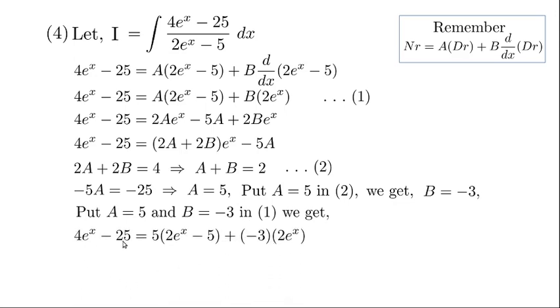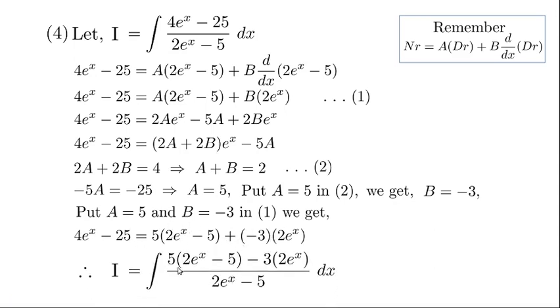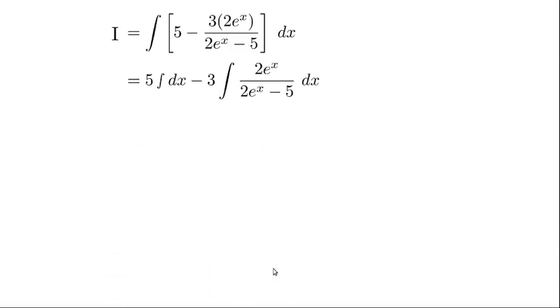We get this expression. This is the replacement for numerator in the problem. Therefore, numerator is replaced by 5 times 2 e raised to x minus 5 minus 3 times 2 e raised to x. And the denominator is 2 e raised to x minus 5 dx. Don't multiply these two. So when you separately divide, you'll get this expression.